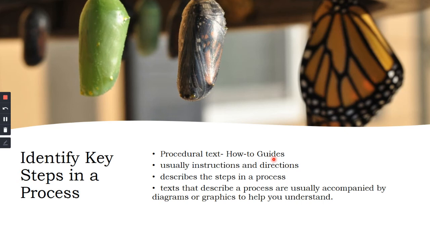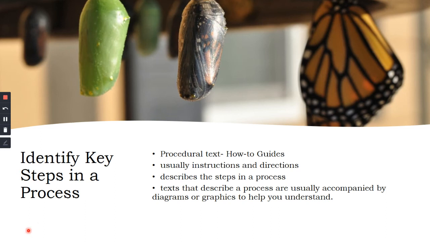The whole goal of a how-to guide is to get you to understand how to do something by giving you the steps in an easy to understand manner. So usually these include instructions and directions. They are going to describe a step-by-step process so that you are able to understand what you're doing. These texts are usually accompanied by a diagram or a graphic to help you understand what you are reading. Diagrams are just visual representations of written information, and graphics are just things like pictures.